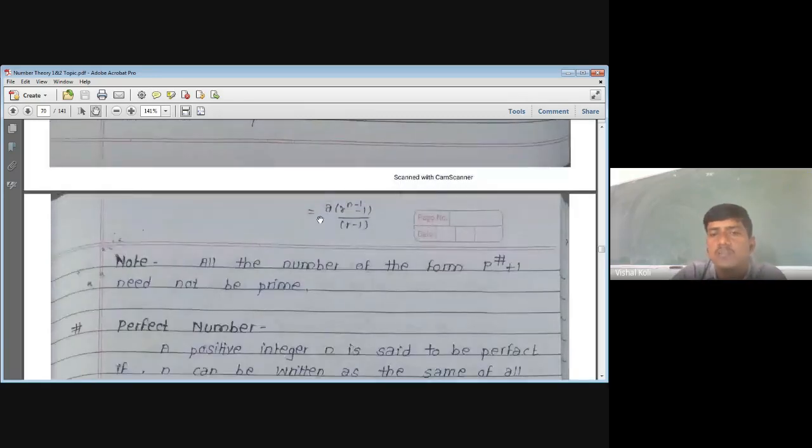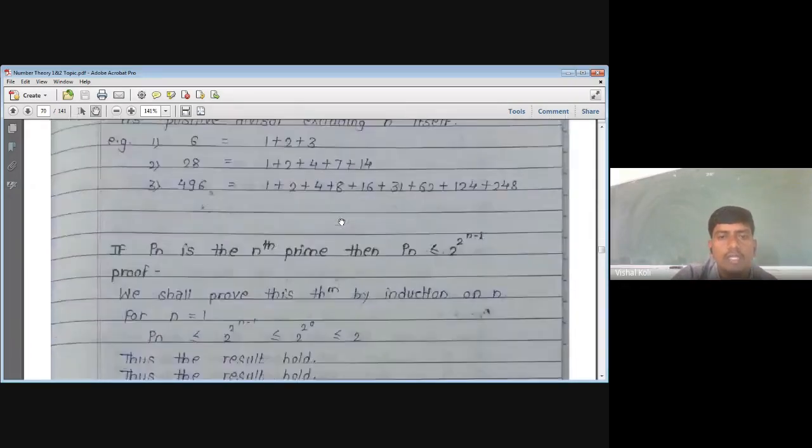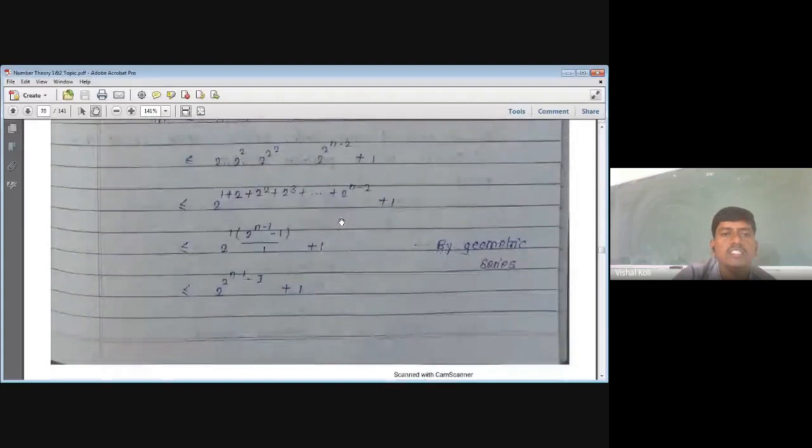That is, the geometric series for a finite number of terms, a plus ar plus ar squared plus ar cubed and so on up to ar raised to n, is nothing but a into r to the power n minus 1 divided by r minus 1, where a is the first integer and r is the common ratio. So here, the first integer is 1 and the common ratio will be 2.